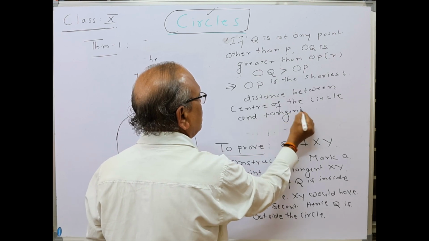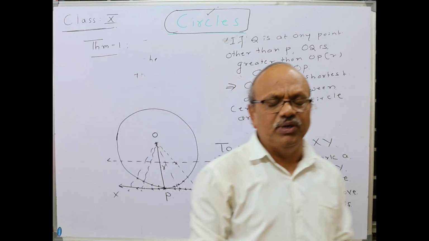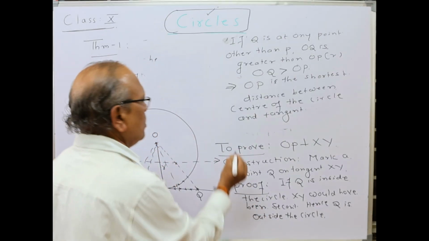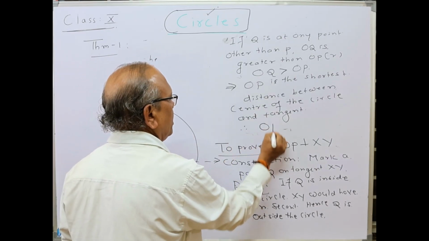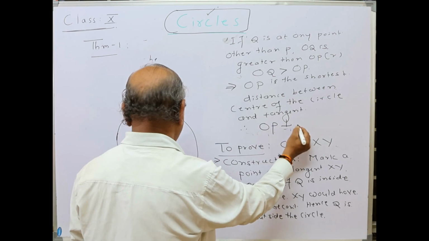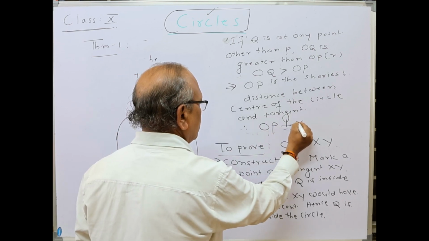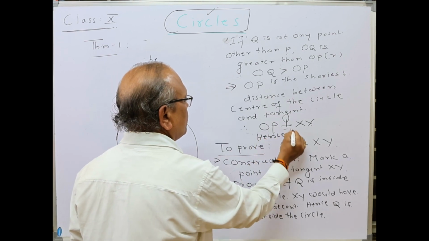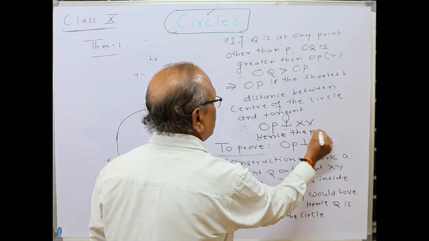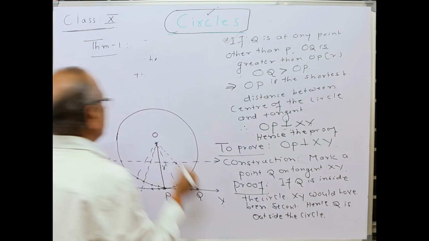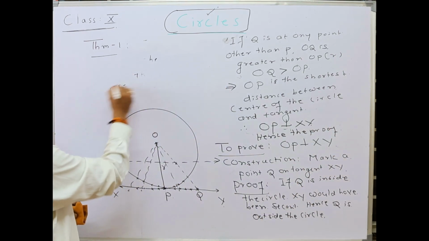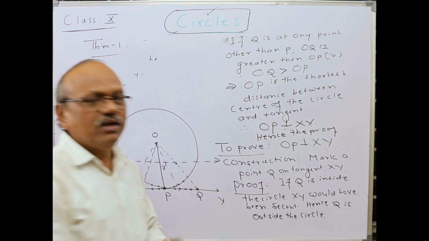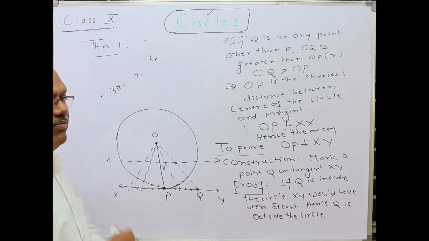Remember one thing in geometry: the shortest distance between two lines, or between a point and a line, is always a perpendicular. Therefore, by geometry, OP is perpendicular to the tangent XY. Hence the proof. If you write this much, it is sufficient to score 3 marks, if the question appears for 3 marks to prove this first theorem. Note down the statement. We will continue with the second theorem after this.